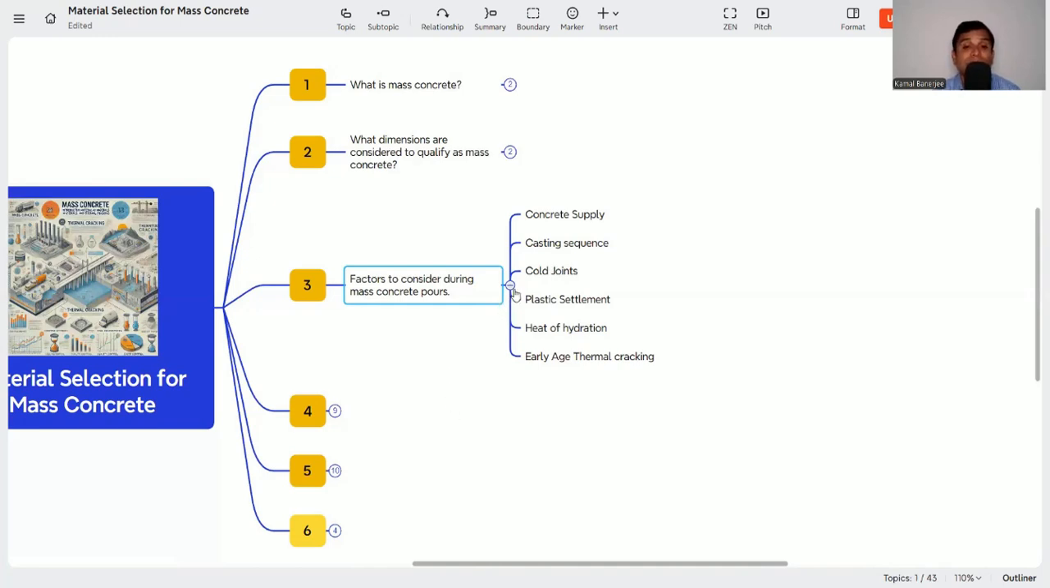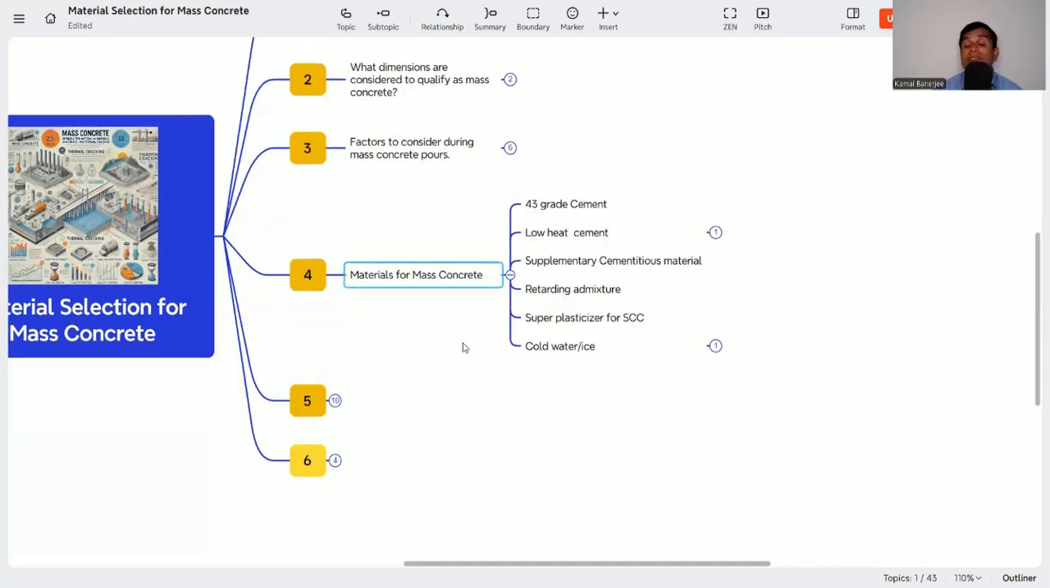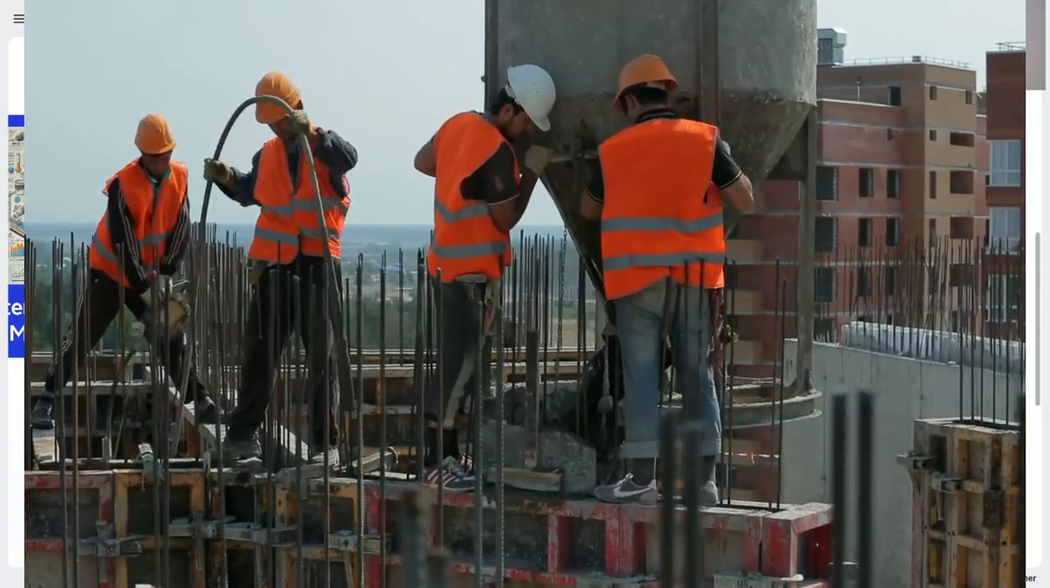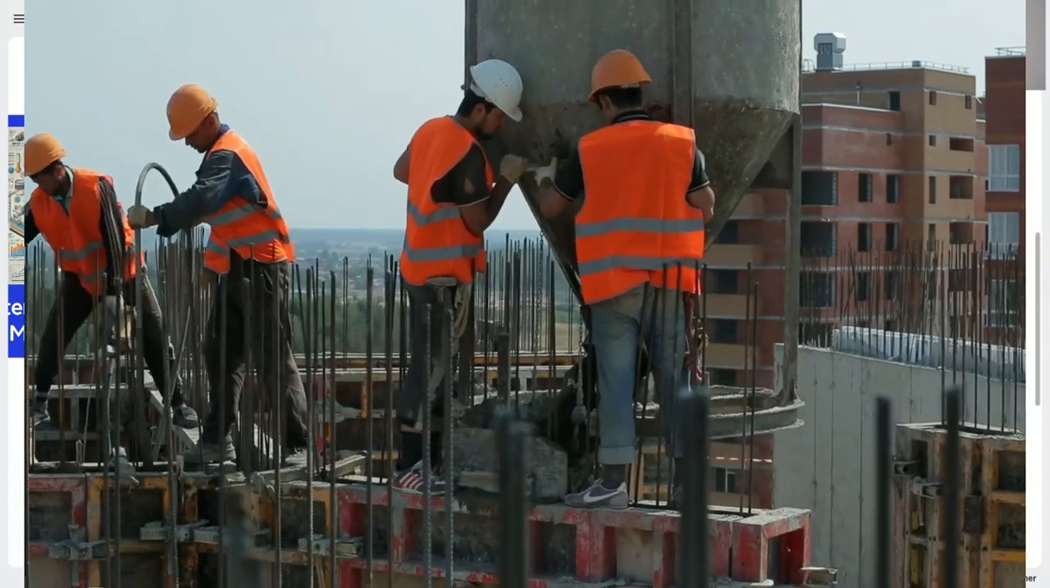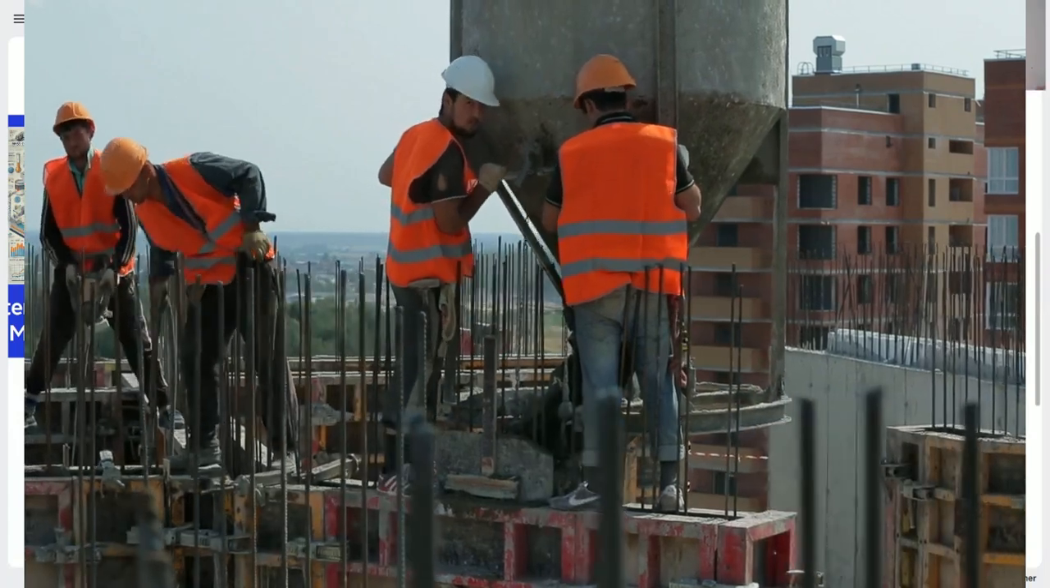Now what are the materials for mass concrete? Now why are we thinking about the material for mass concrete? See, what is our target? Our target is that we need to lower down the concrete pour temperature. So that is why we need to select the material which gives the lower core temperature or surface temperature. So we need to consider the material which will produce less heat due to heat of hydration.